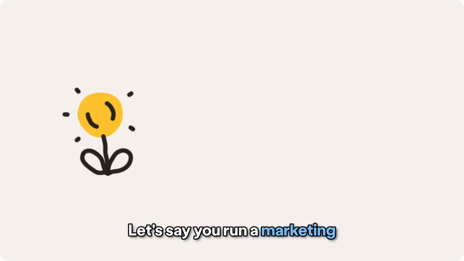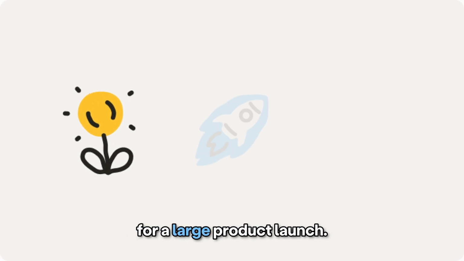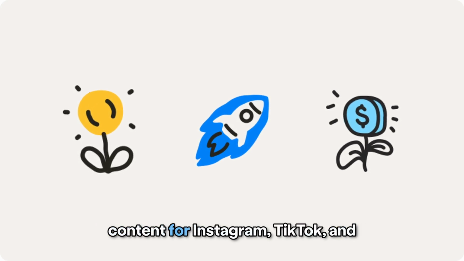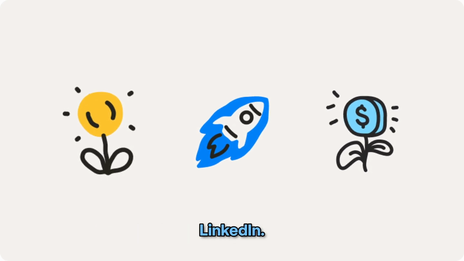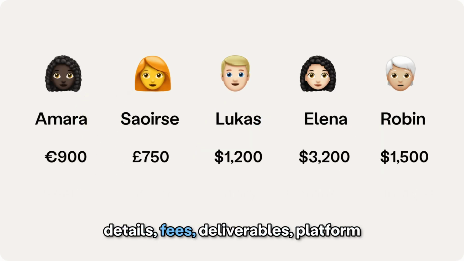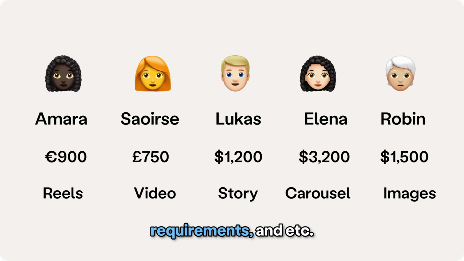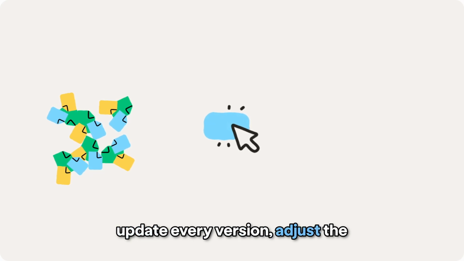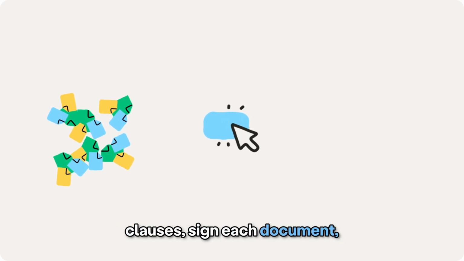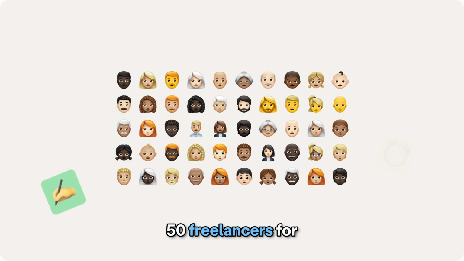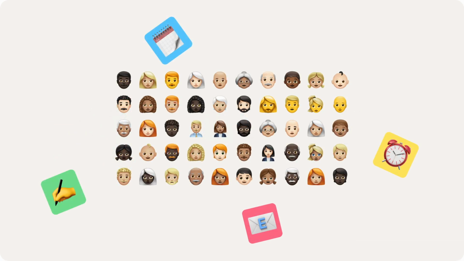Let's say you run a marketing agency and you're preparing for a large product launch. You've hired 50 freelancers to create content for Instagram, TikTok, and LinkedIn. Each freelancer has different contract details, fees, deliverables, platform requirements, and etc. Normally, you would copy the contract 50 times, update every version, adjust the clauses, sign each document, and send them one by one, and then follow up each of these 50 freelancers for signature or reminders.